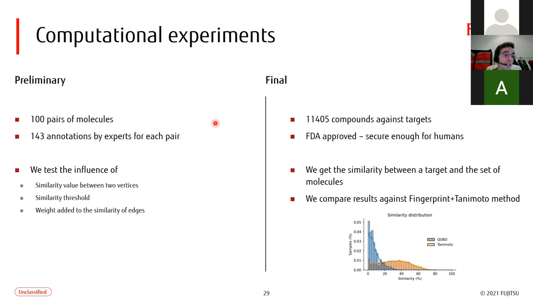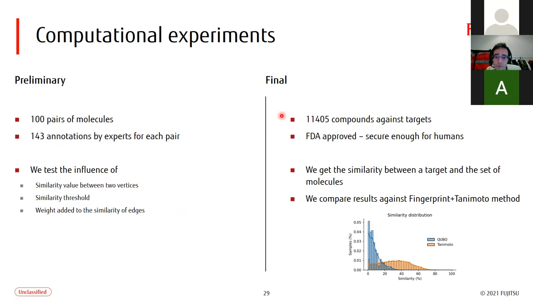And this goes for every pair of molecules. Thus, we tested the influence of some parameters, like the similarity value between two vertices or the similarity threshold between two different nodes of the graphs, okay? So maybe we could only accept adding a new node to the conflict graph just in case the similarity between these two nodes is high enough, okay? And the weight added to the similarity of the edges. So after these preliminary experiments, we tested the influence of this and parameterized the algorithm.